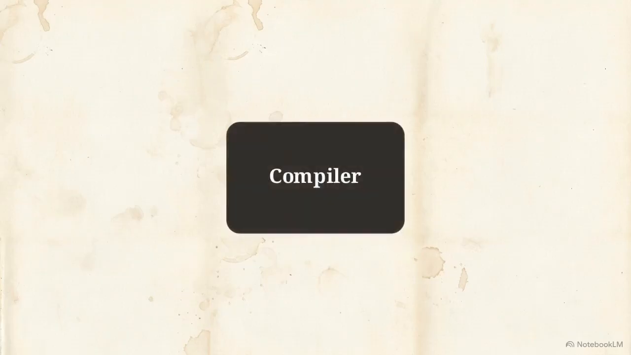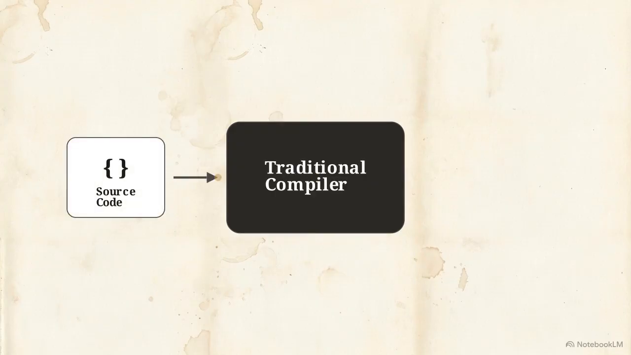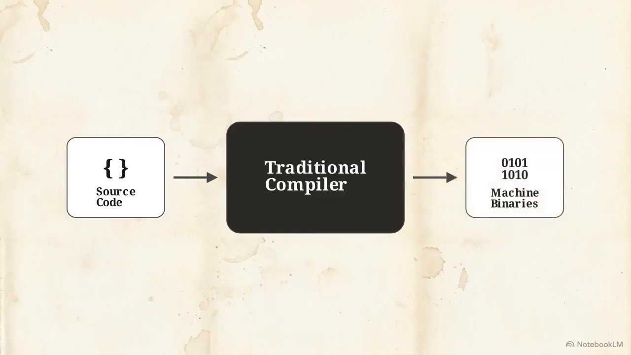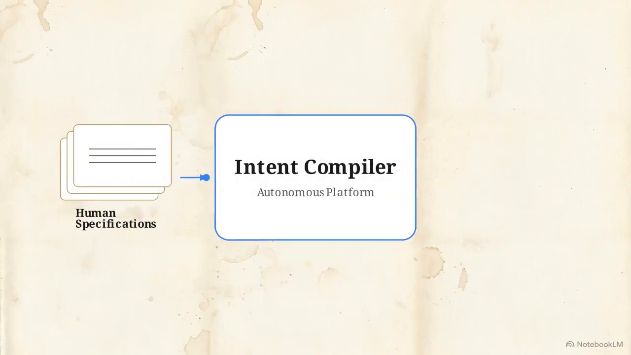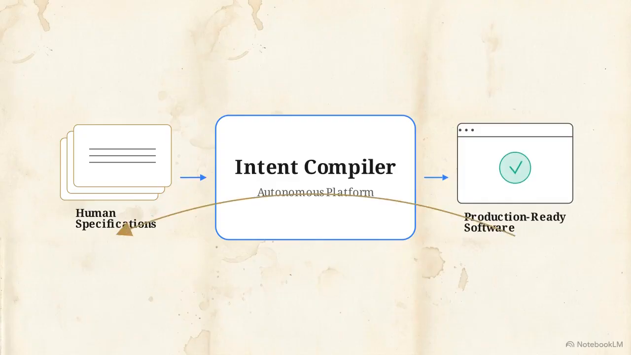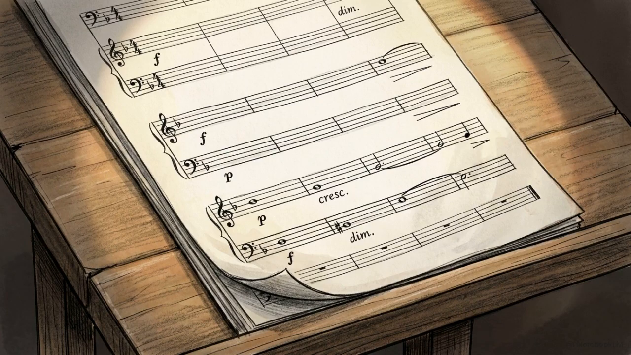Think of modern AI platforms as compilers. A traditional compiler takes precisely defined source code and outputs machine binaries. An intent compiler takes precisely defined human specifications and outputs production-ready software. The human engineer composes the melody, the business logic, and the required outcomes. The AI agents supply the notes, the exact syntax and boilerplate required to make the system run.